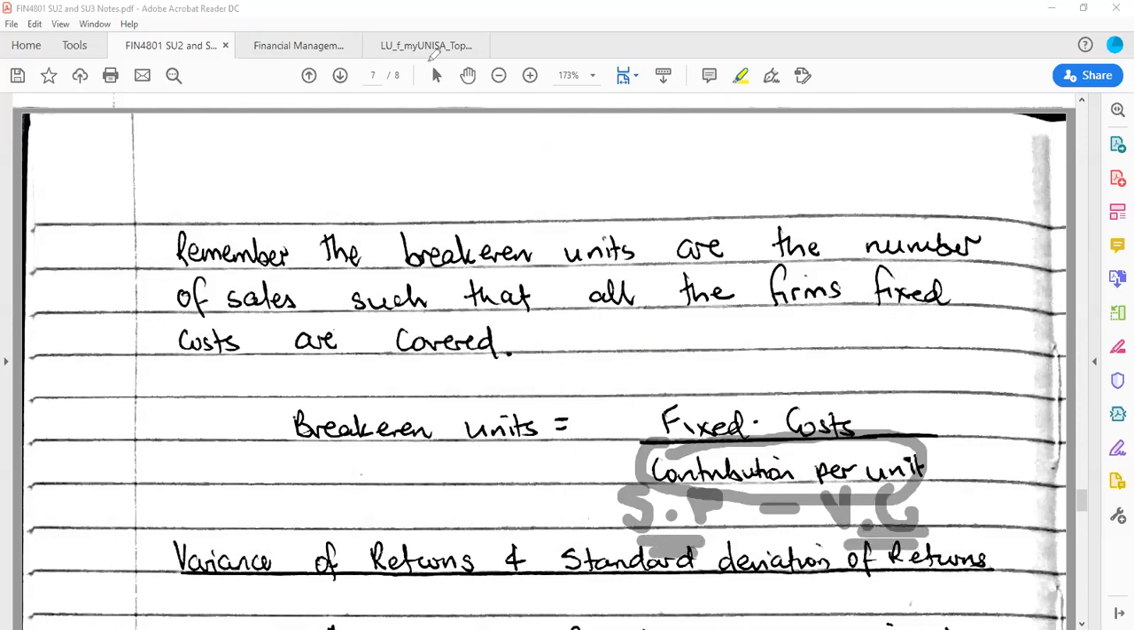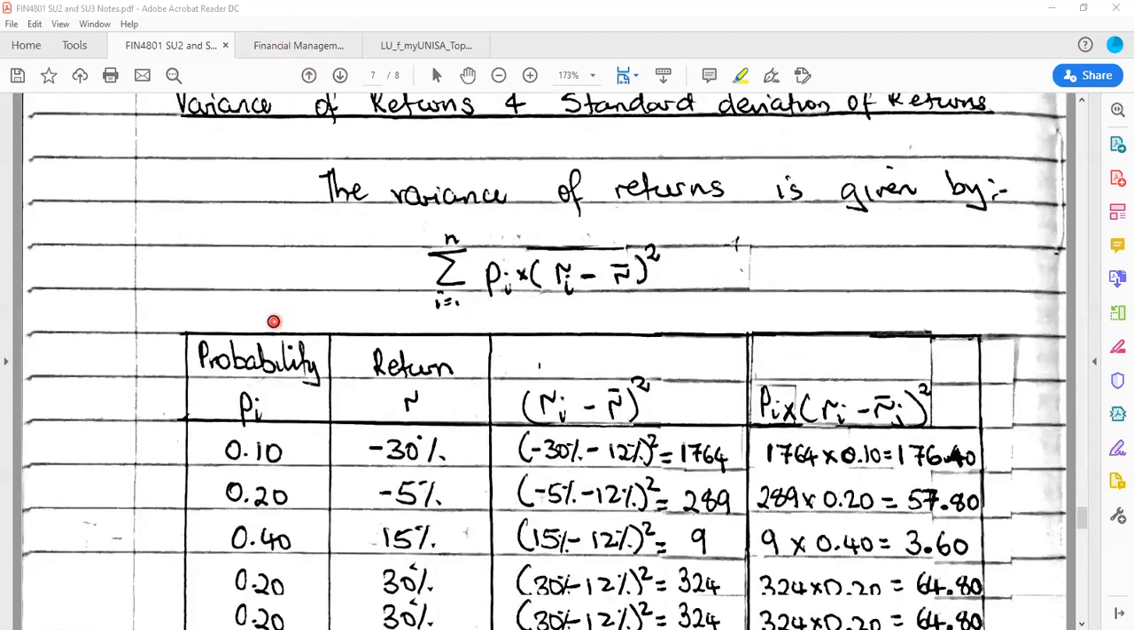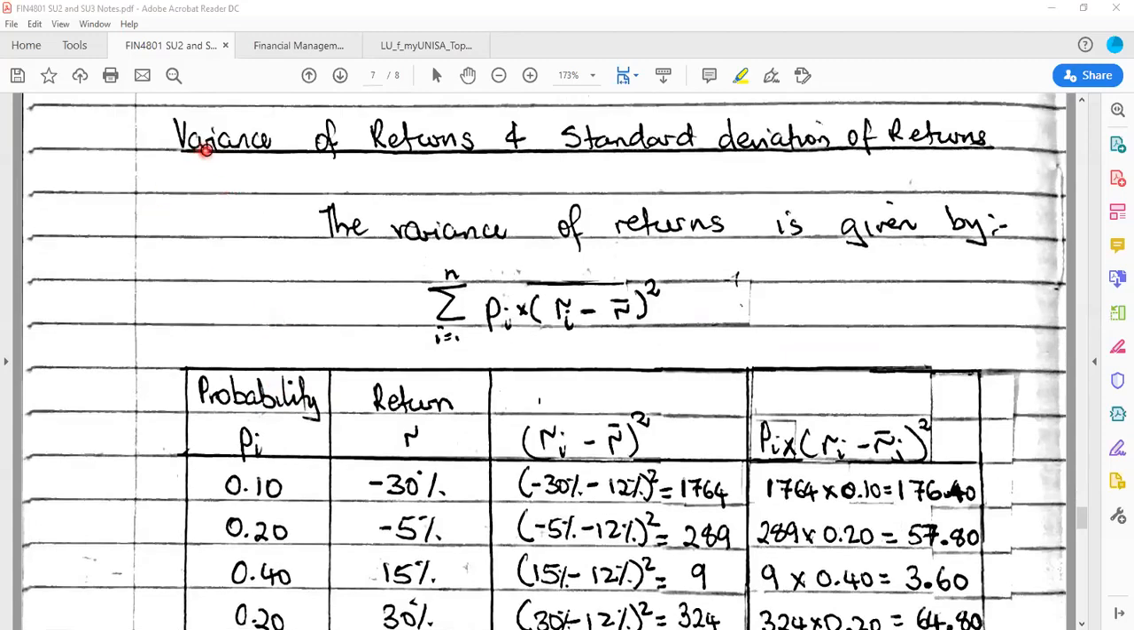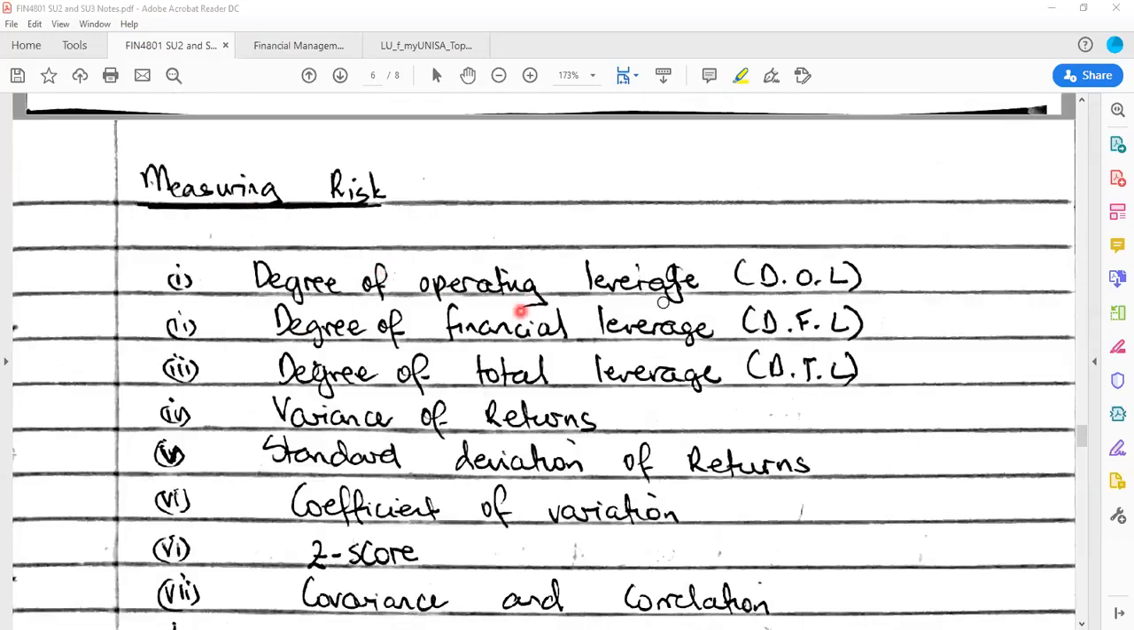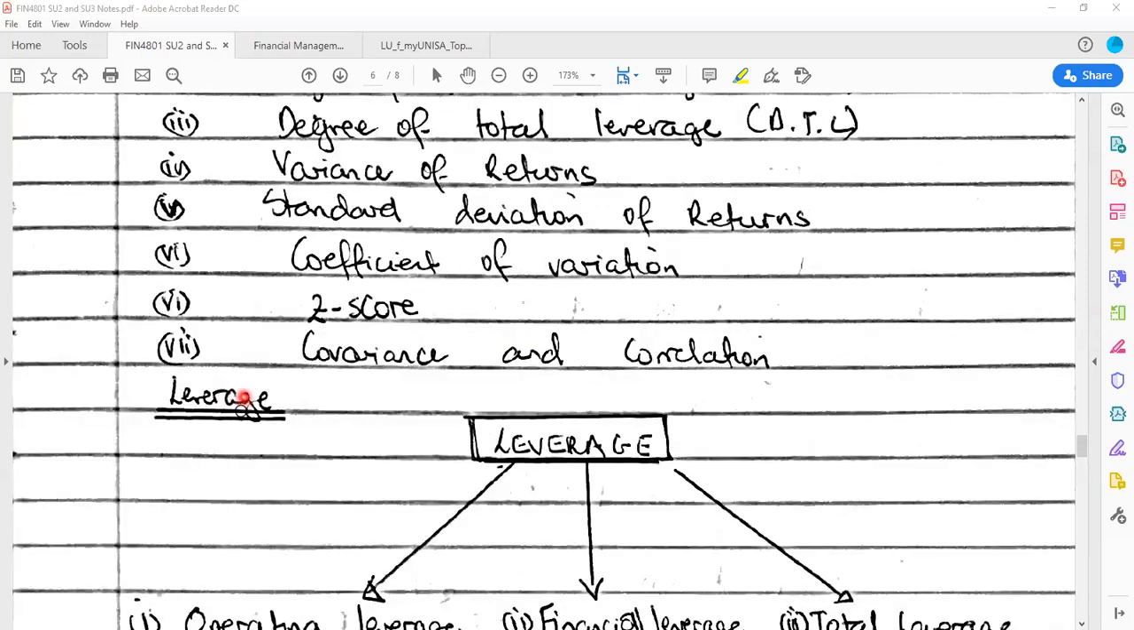Right. So I want you to try this question, and in the next video, I will take you through the solution. And then you can also measure risk. Remember, we're looking at ways of measuring risk. I've taken you through all the leverage measurements. I now want to talk about these 3.